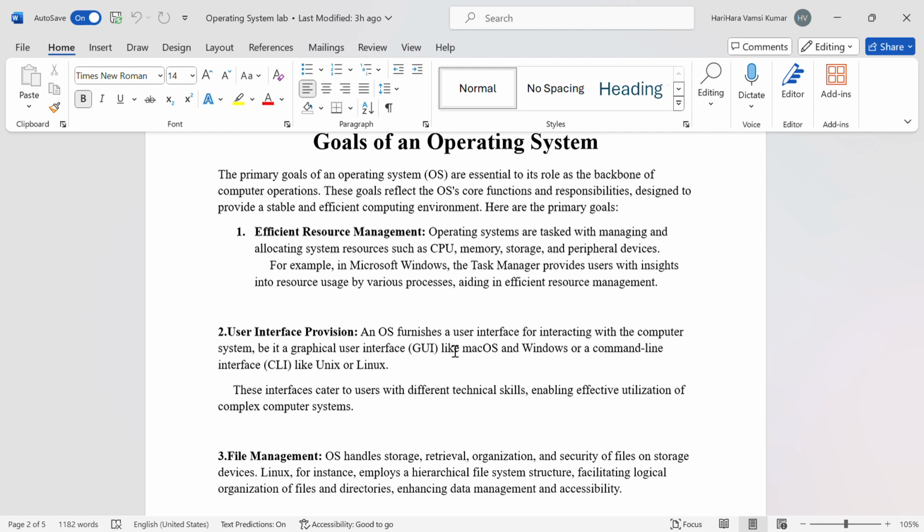In efficient resource management, operating systems are tasked with managing and allocating system resources such as CPU, memory, storage, and peripheral devices. For example, in Microsoft Windows, the Task Manager provides users with insights into resource usage by various processes, aiding in efficient resource management. User interface provision.